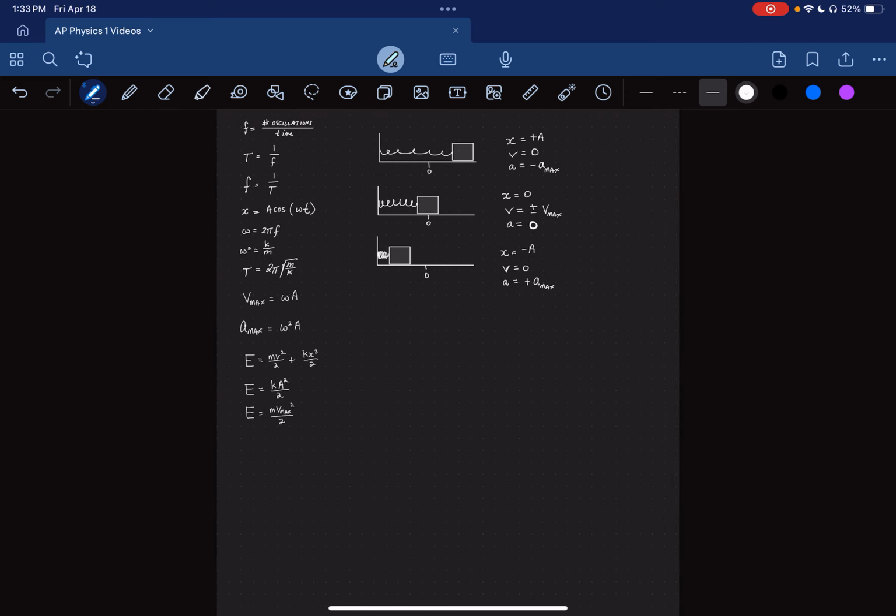Cool. So how many equations do we have? 1, 2, 3, 4, 5, 6, 7, 8, 9. Wait, 1, 2, 3.